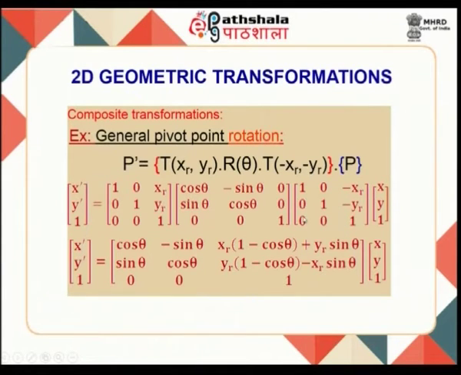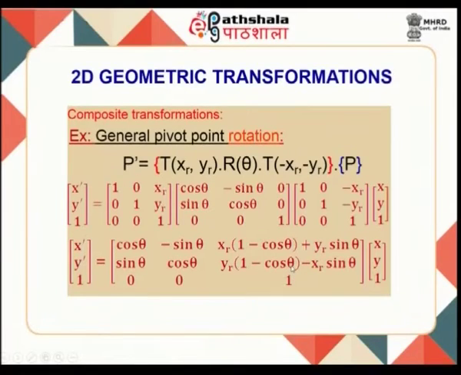So, when you multiply these three, what you get is a composite matrix whose elements are given here as cos theta, minus sin theta, cos theta, and the third column has some non-zero values: x_r(1 - cos theta) + y_r sin theta, and y_r(1 - cos theta) - x_r sin theta. If you look at the first 4 elements of this matrix, they are exactly the same as the original rotation matrix, that is rotation about origin. But if we are performing rotation about any general point in space, we get 2 additional elements in the third column.